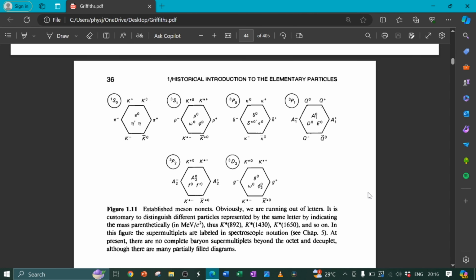Figure 1.11. Established meson nonets. Obviously, we are running out of letters. It is customary to distinguish different particles represented by the same letter by indicating the mass parenthetically in mega electron volts per c squared. Thus, K star 892, K star 1430, K star 1650, and so on. In this figure, the supermultiplets are labeled in spectroscopic notation. See chapter 5. At present, there are no complete baryon supermultiplets beyond the octet and decuplet, although there are many partially filled diagrams.